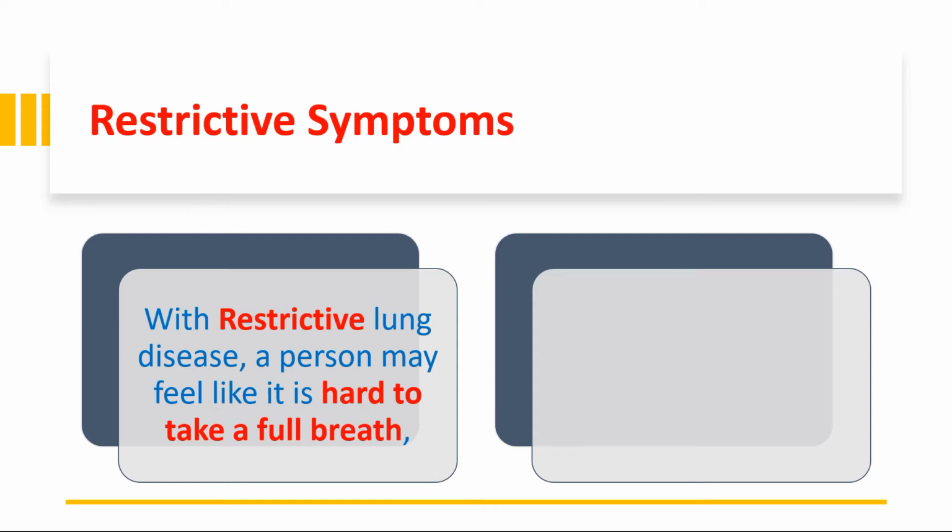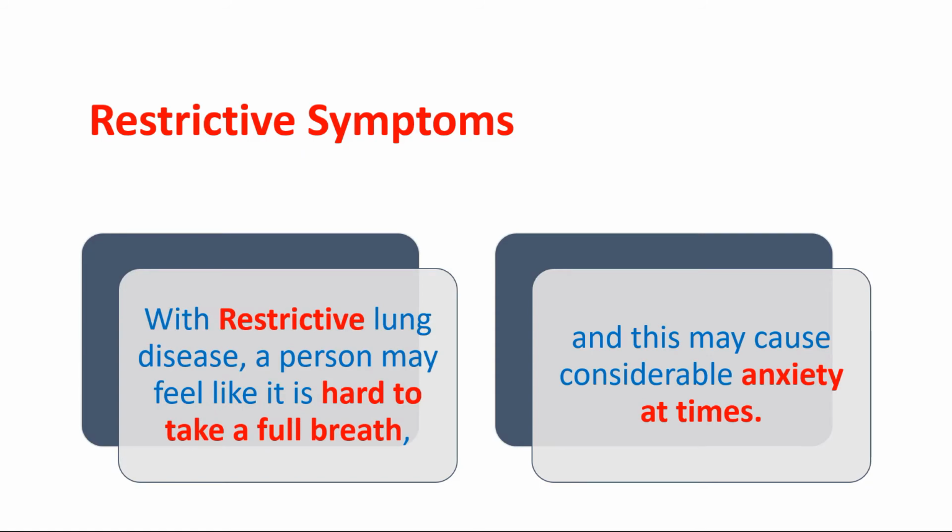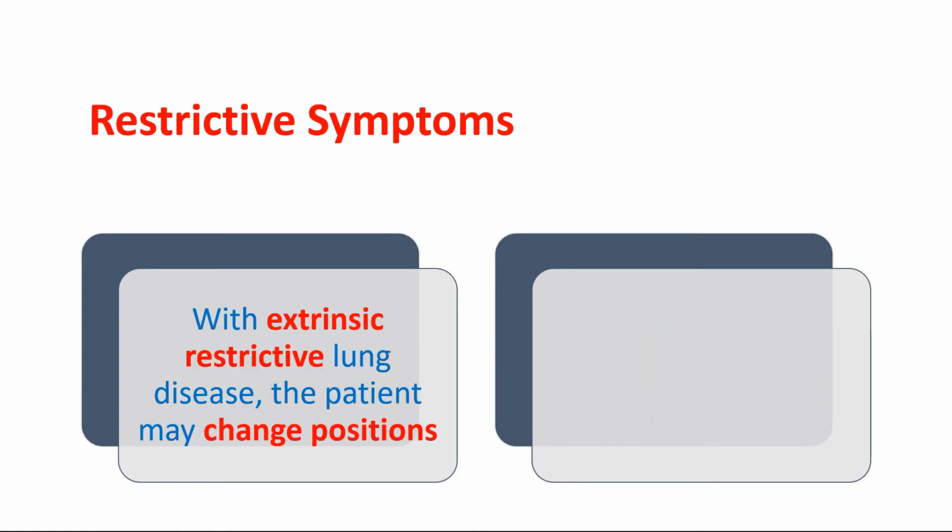In obstructive disease, the patient feels difficulty expelling air out of the lungs. Here, in restrictive disease, the patient feels it is difficult to take air inside the lungs. It is difficult to fill his lungs with air. It is difficult to take a full breath. See? And this may cause considerable anxiety at times.